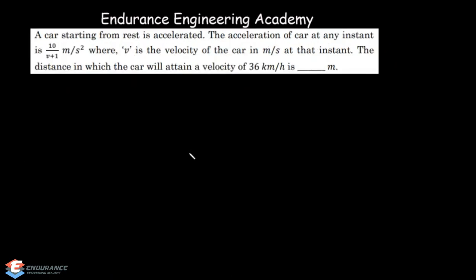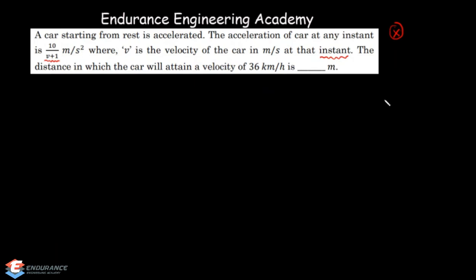A car is starting from rest, is accelerated. The acceleration of the car at any instant is 10 by v plus 1, where v is the velocity of the car in meters per second at that instant. Very good question, and there is a big possibility for you to make a mistake. They are asking the distance at which the car will attain a velocity.